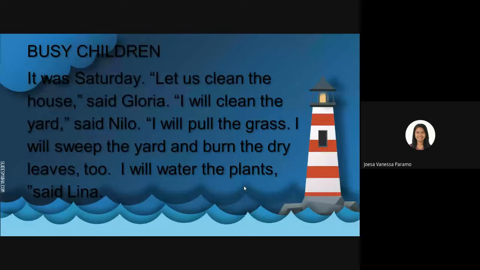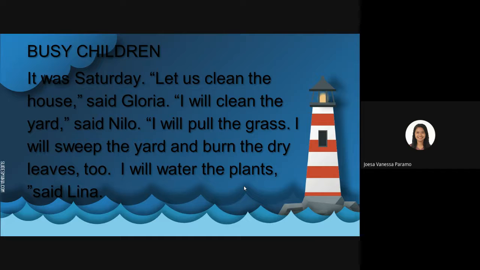So, Busy Children. It was Saturday. "Let us clean the house," said Gloria. "I will clean the yard," said Nilo. "I will pull the grass. I will sweep the yard and burn the dry leaves too. I will water the plants," said Lina.